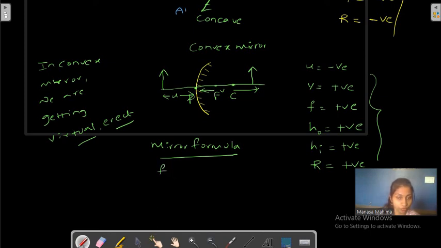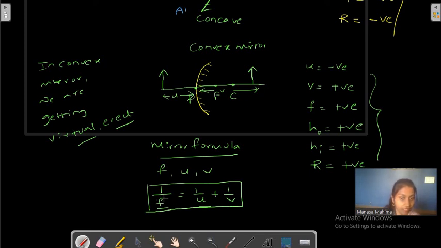The formula shows the relation between focal length, object distance as well as the image distance. It has been related like this: 1 by f is equal to 1 by u plus 1 by v, where u is the object distance, v is the image distance, and f is the focal length, right? So this is the mirror formula. If you know one quantity, like the focal length and the image distance, then automatically you can find out the object distance using this formula.